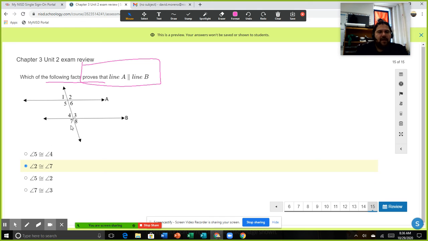So these three statements are all true, but the only statement that will tell me that these two lines are parallel is 2 is congruent to 7, because it's talking about the two lines that are being cut by a transversal. Notice 5 and 2 is just talking about A. 7 and 3 is just talking about B. Angles 2 and 7 is talking about an angle on A and an angle on B.